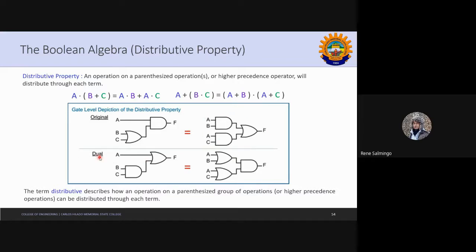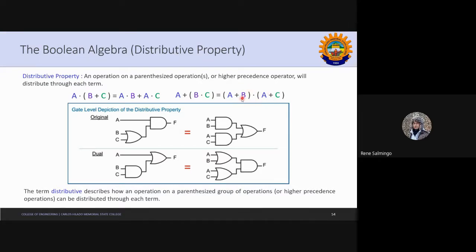For the dual theorem, you have this equation: A, this is OR, and you have B and C. Now, this dual theorem is also equivalent to this one. So what is the value? You have A or B, in parentheses. You put parentheses because if you don't, the AND sign would have a different meaning.